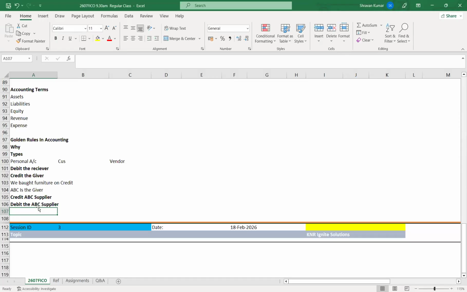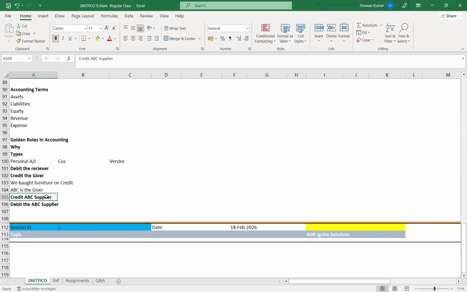So don't worry too much about remembering every example today. Right now, focus on understanding the logic. If we see when we started the business, we bought furniture on credit from a supplier. As per our personal account rule, we should debit the receiver, credit the giver. So when we are bringing the furniture into the business, we will credit the giver. Who is the giver? The supplier. So we will credit the ABC supplier.